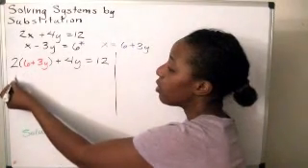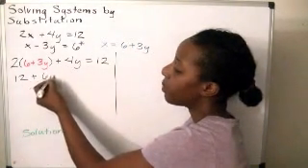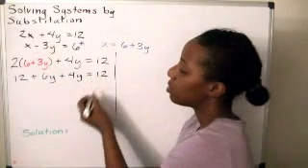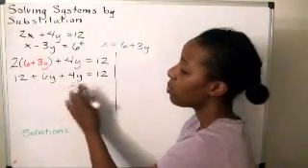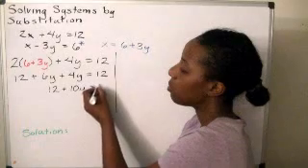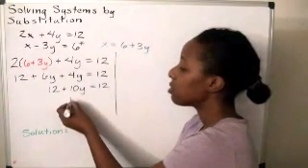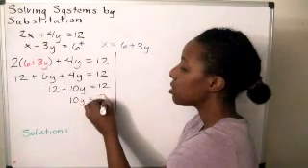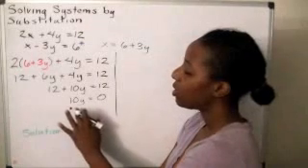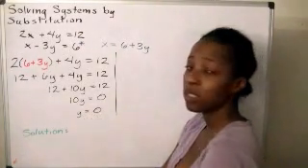2 times 6 is 12. 2 times 3y is 6y. Bring everything else down. Combine your like terms. 6y plus 4y is 10y. Now I'm going to subtract 12 from both sides. Yes, 0 is a number that you can get in a problem. And then I'm going to divide both sides by 10. And 0 divided by 10 is 0.